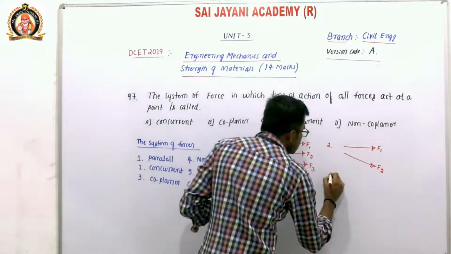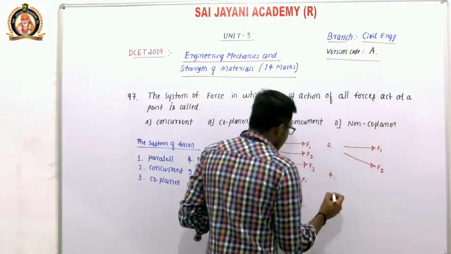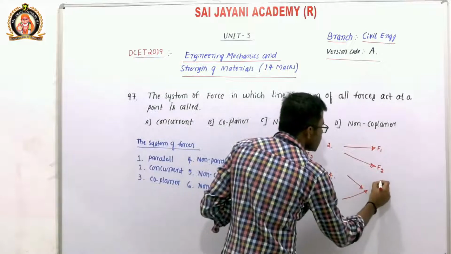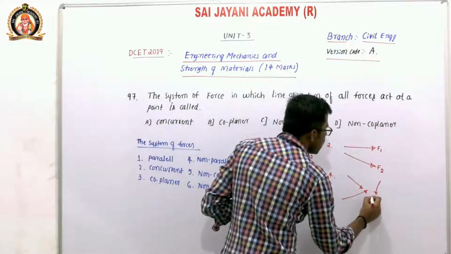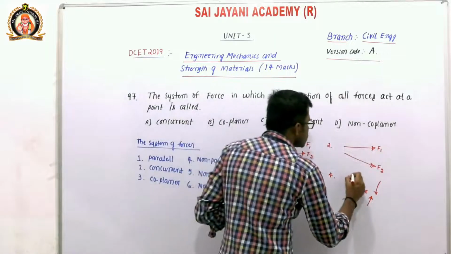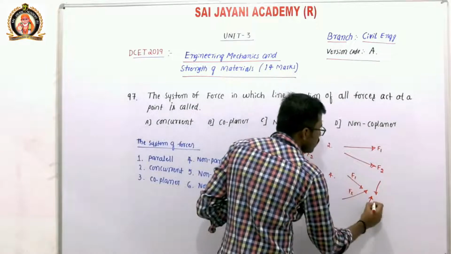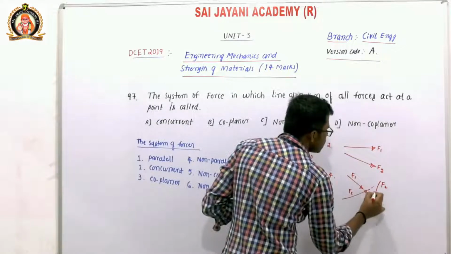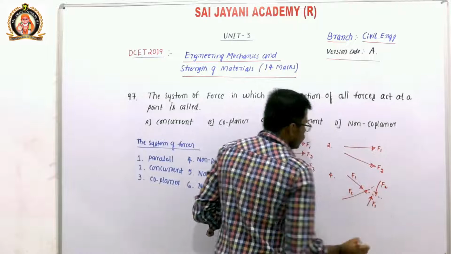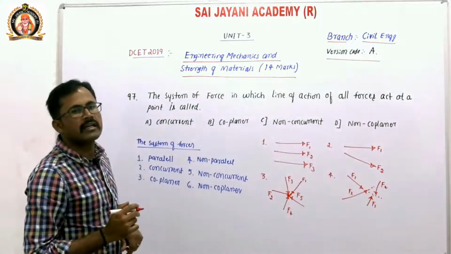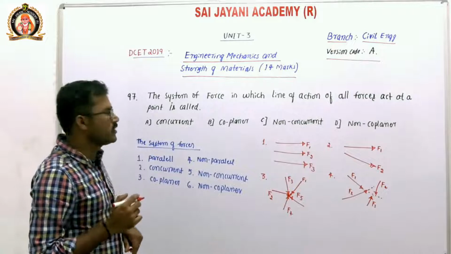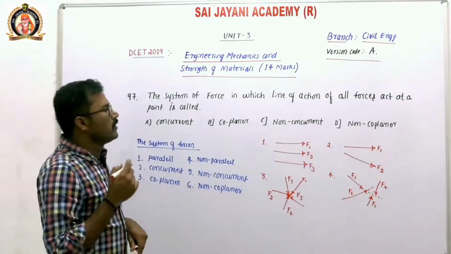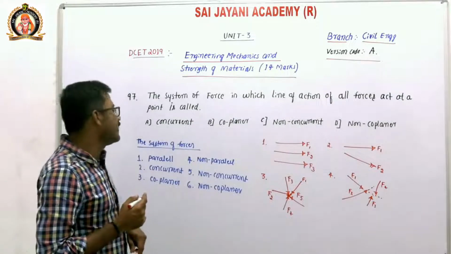Next, what are non-concurrent forces? If a system of forces consists of many forces whose line of action does not act at a point, then they are called non-concurrent forces, such as F1, F2, F3, F4, whose lines of action do not meet at the same point. So a system of forces in which the line of action of all forces does not act at a single point, that type of force is called non-concurrent forces.